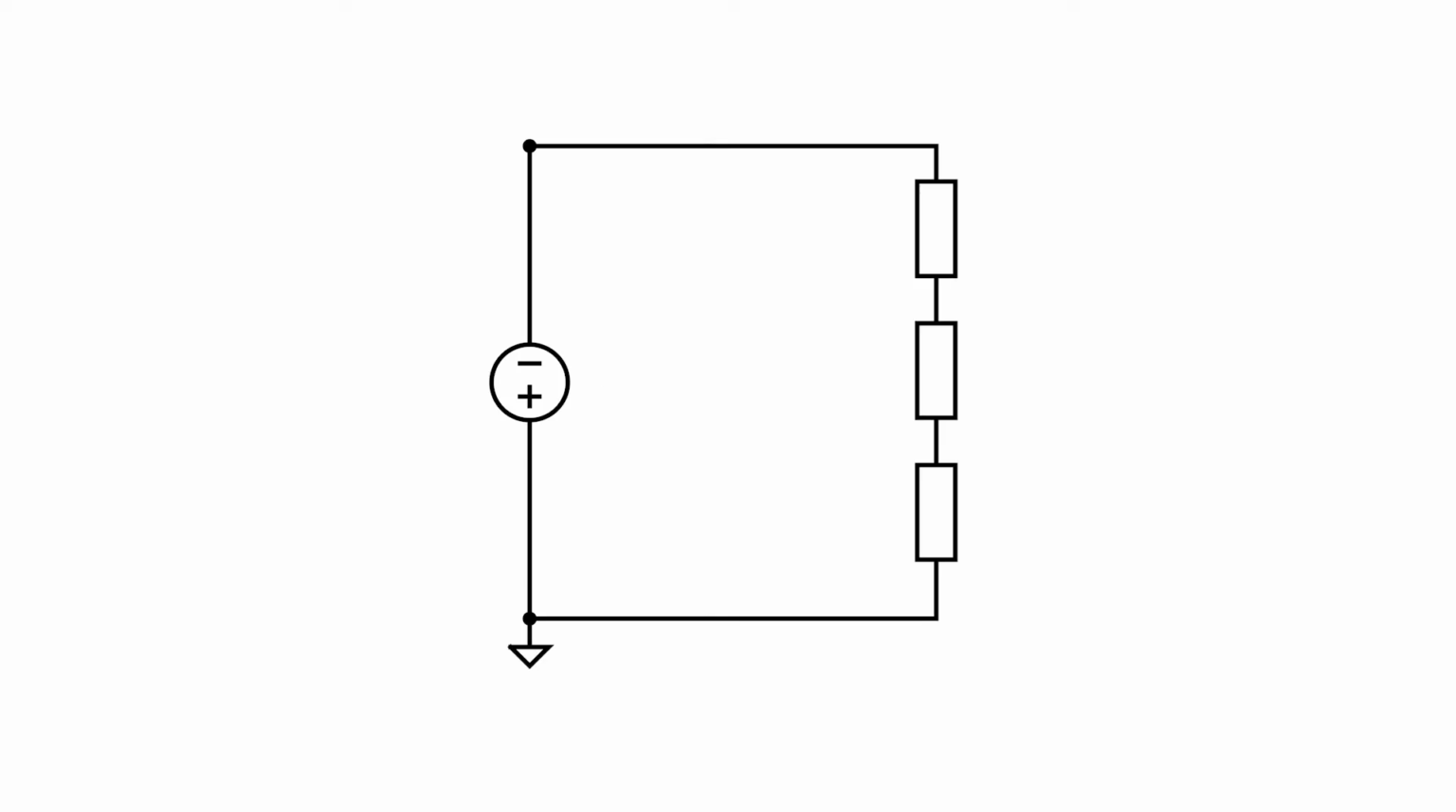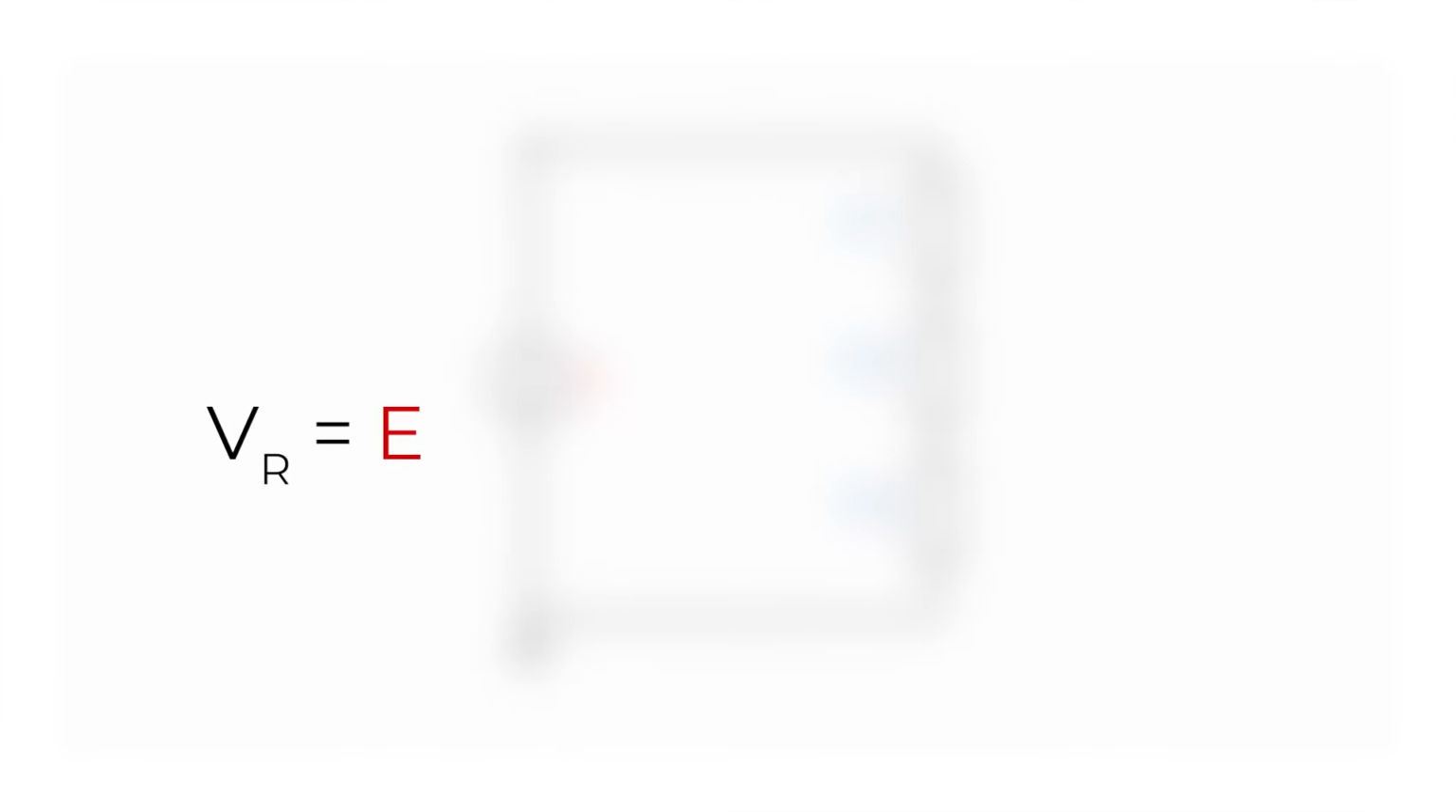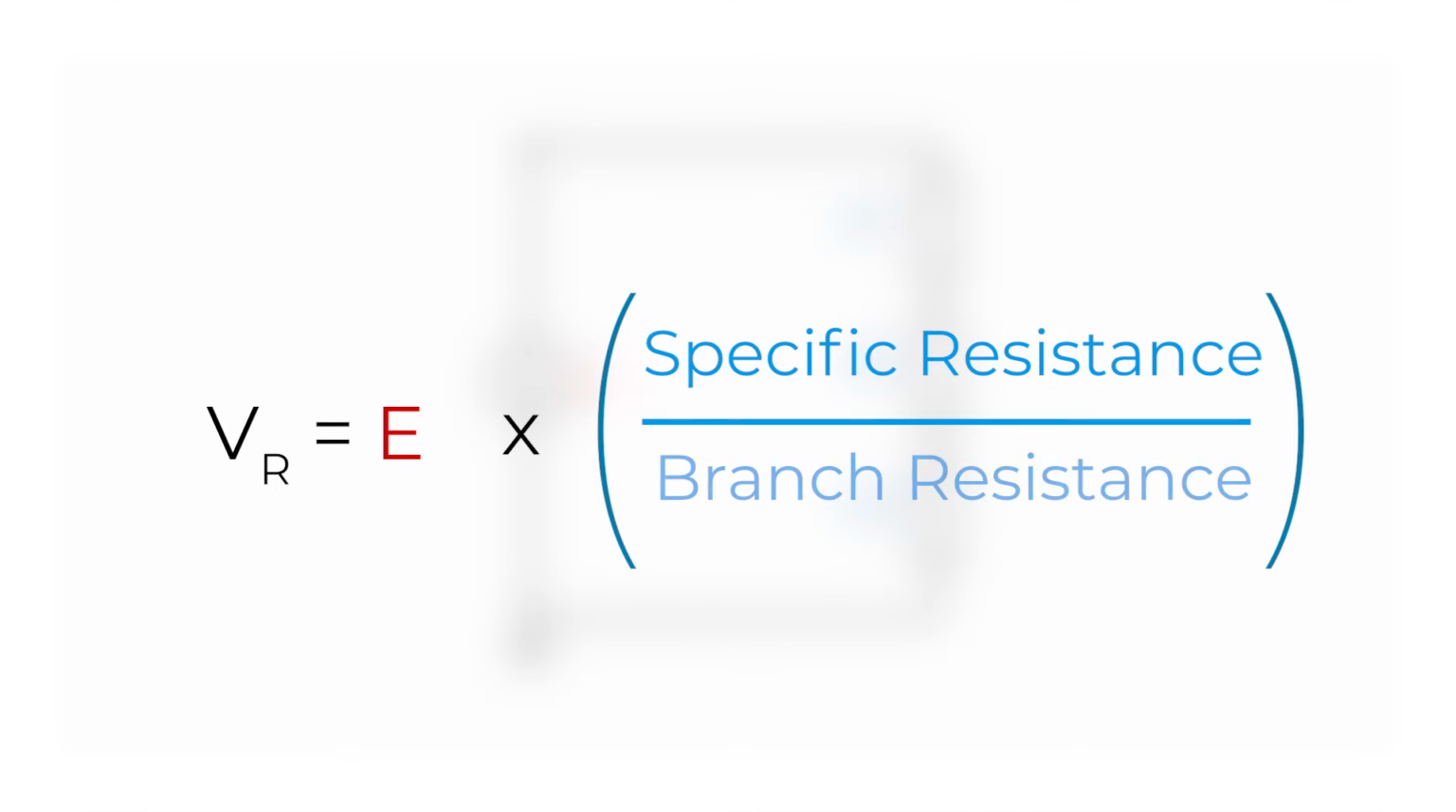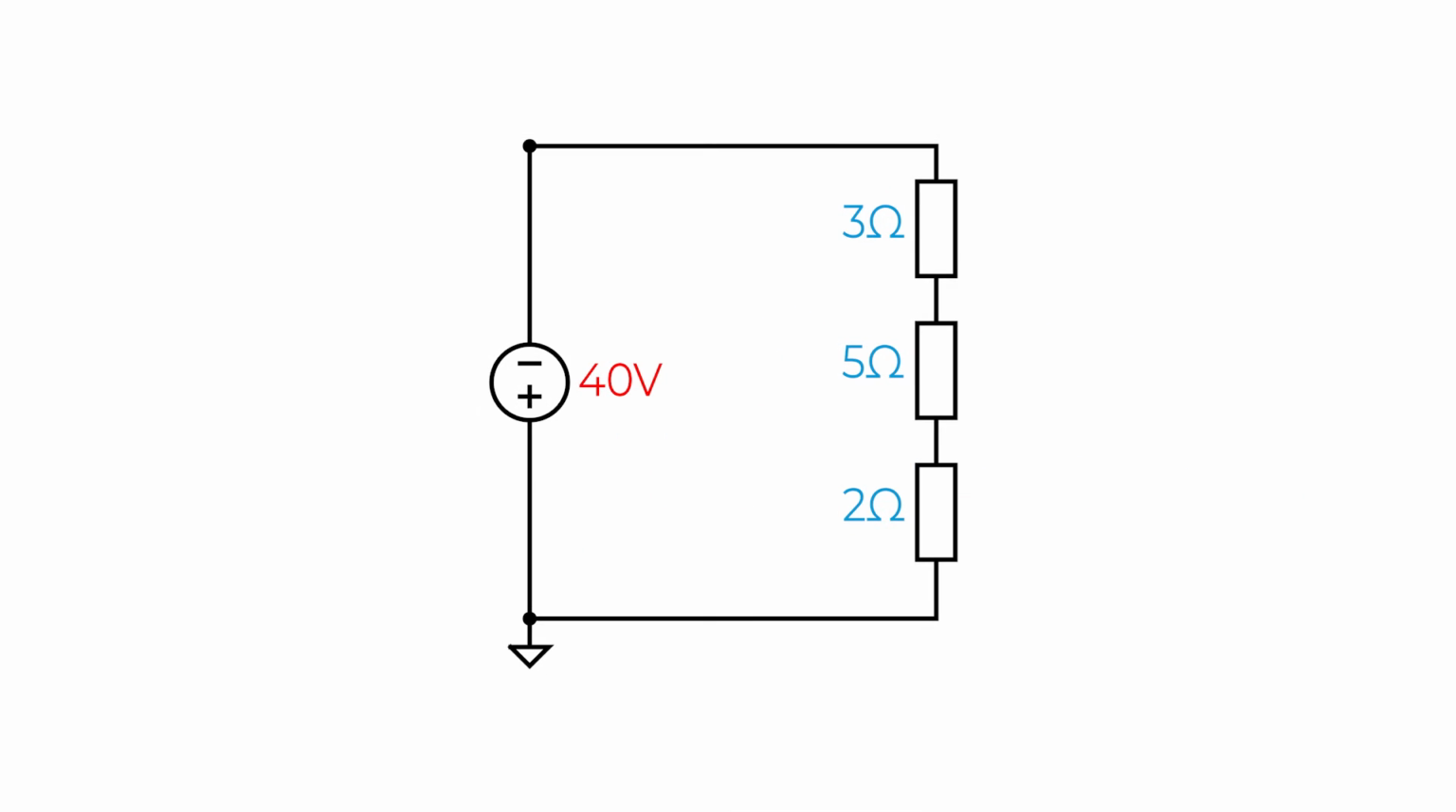If we take a simple circuit with a known source voltage and resistive values of the resistors, the rule defines that the source voltage E multiplied by the ratio of resistance on the total branch resistance will be equal to the voltage across that resistor. In this circuit, there's a source voltage of 40 volts and a 3 ohm, 5 ohm, and 2 ohm resistor. To find the voltage across any of the resistors, we can use an application of the voltage divider rule.